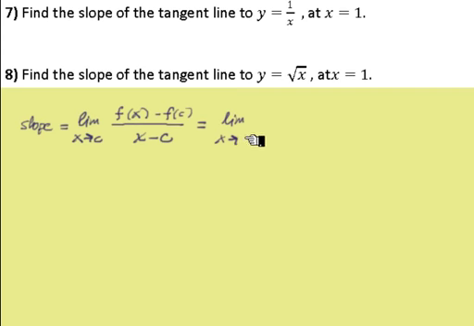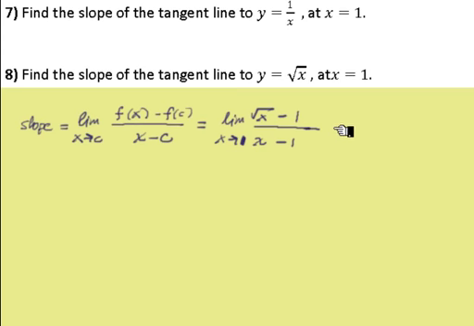So we have the limit as x goes to 1. F of x is square root x. F of c, substitute 1 into square root of x. Square root of 1 is 1. And x minus c would be x minus 1. So we see that we can't take the limit by substituting in 1 because of the x minus 1 in the denominator. So we have to somehow cancel that x minus 1 with an x minus 1 in the numerator.